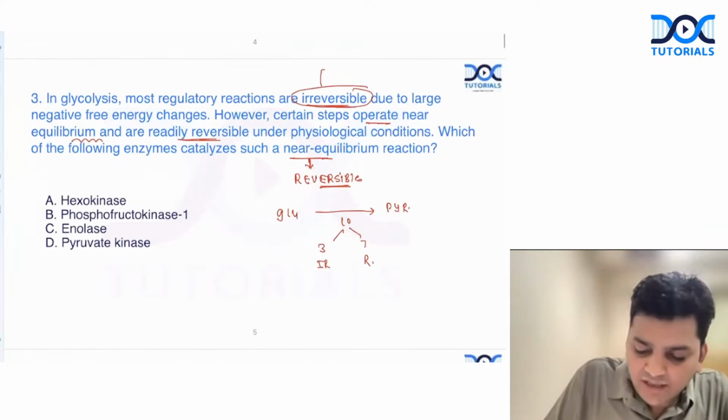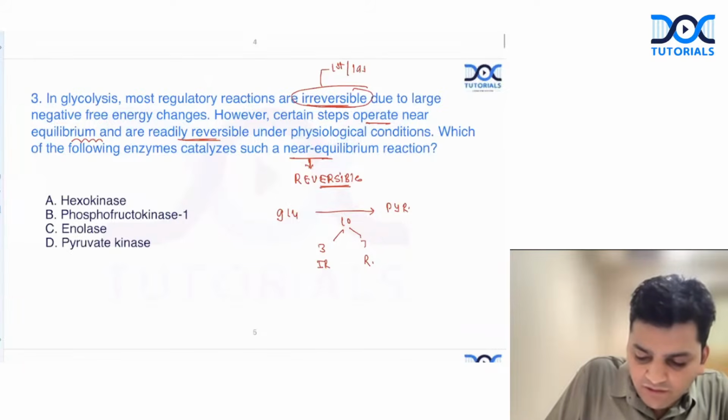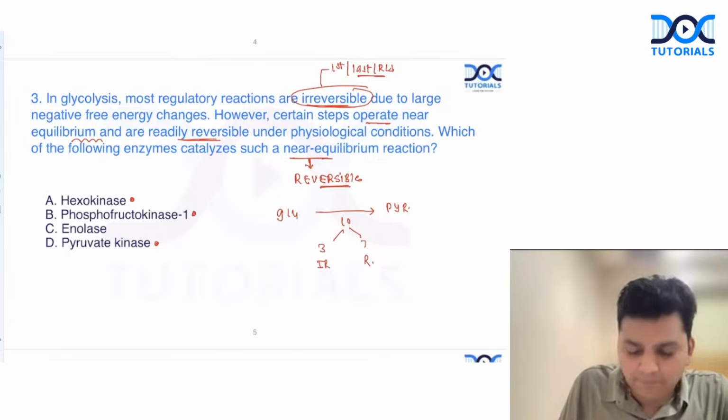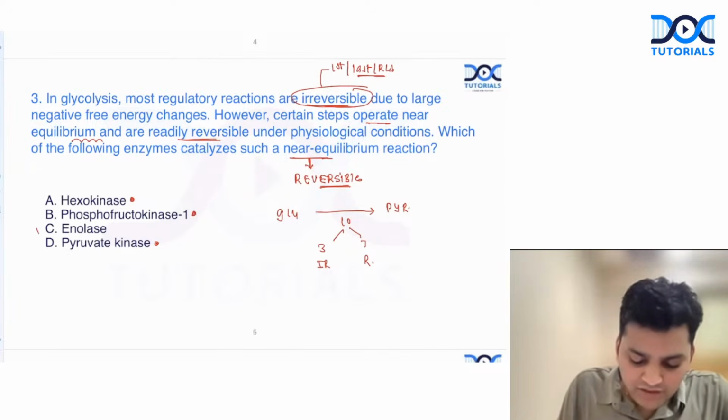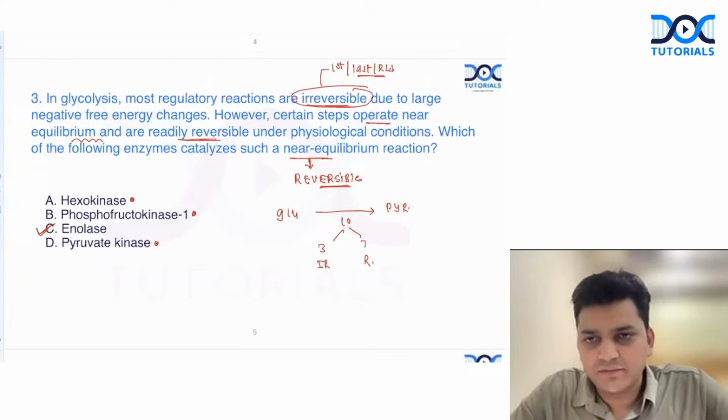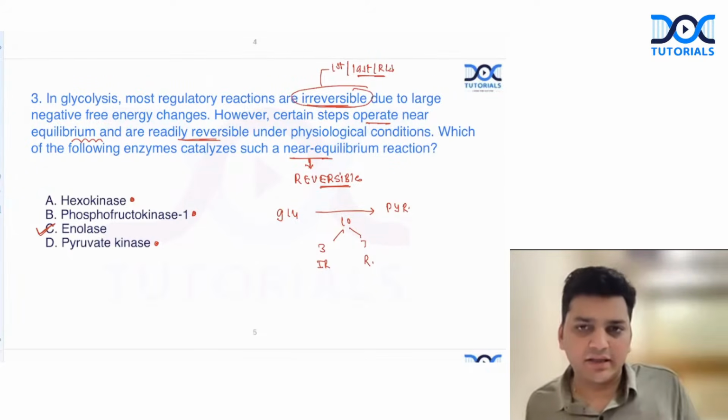Irreversible ones, we have three. That is the first one, the last one, and the rate limiting one. The first one is the hexokinase, the last one is the pyruvate kinase, and the rate limiting step is the PFK1. So the reversible one is going to be the remaining answer, that is the enolase. It is a reversible reaction. First, last, and the rate limiting is the irreversible one.